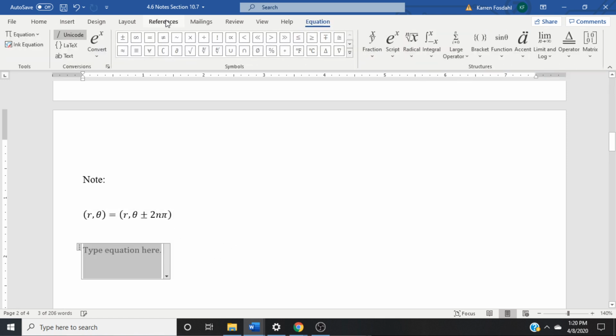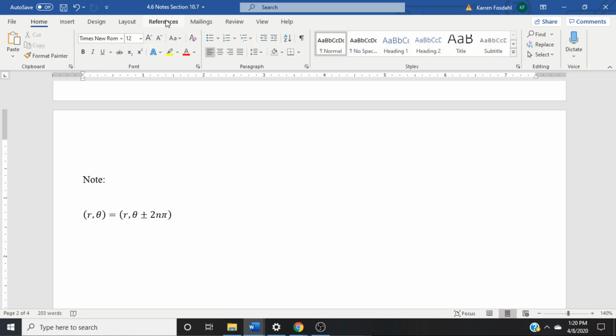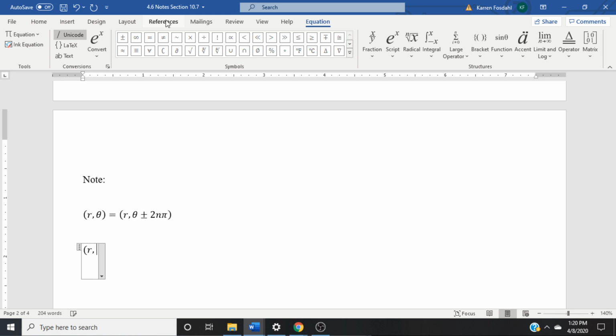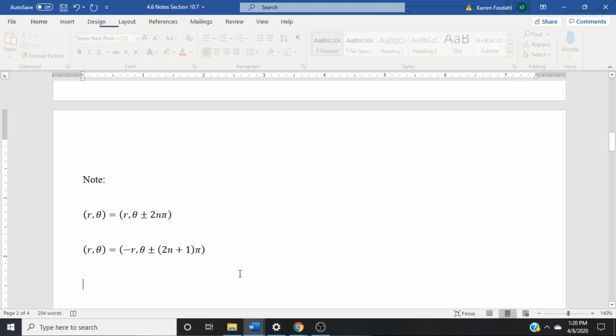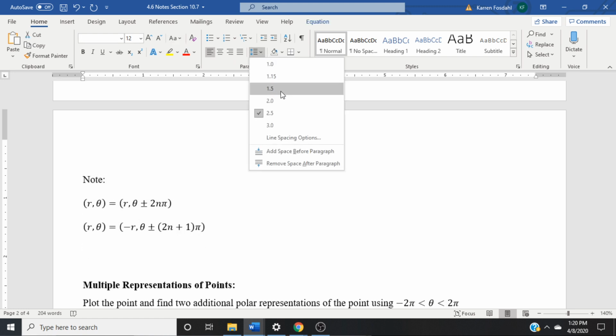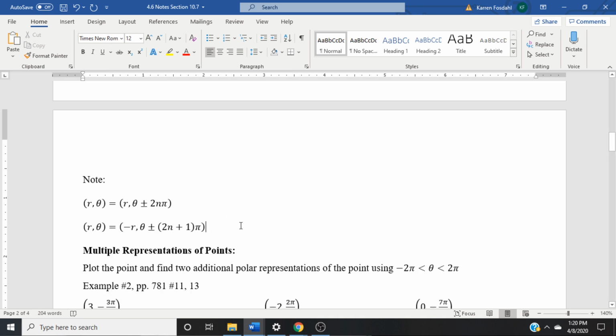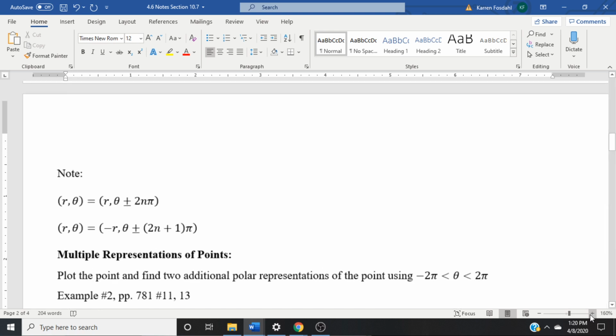Or it can be written r comma theta equals negative r comma theta plus or minus 2n plus 1 pi. So basically we have a lot of different possibilities for how to write our angle.